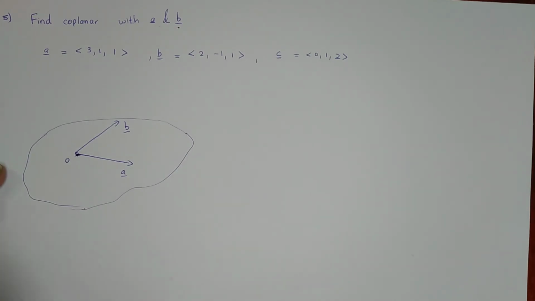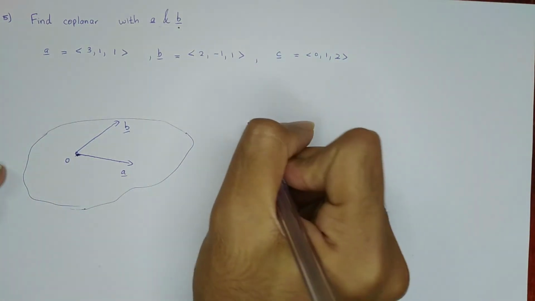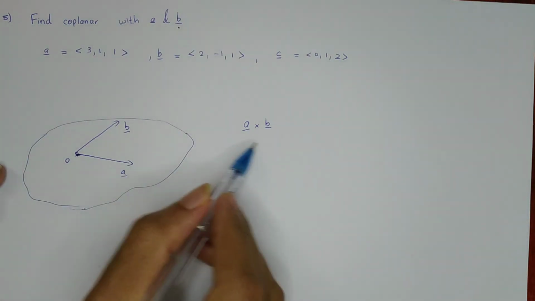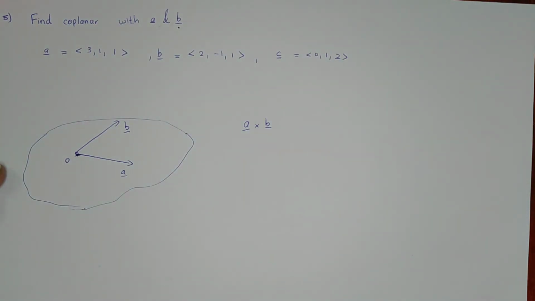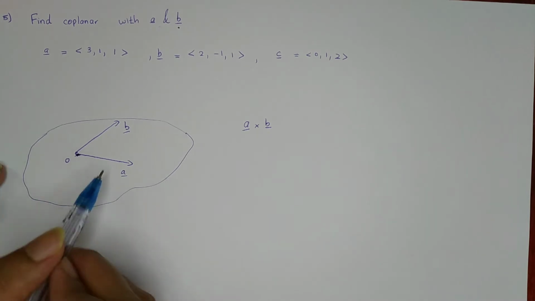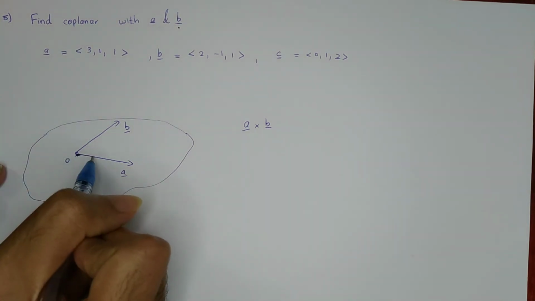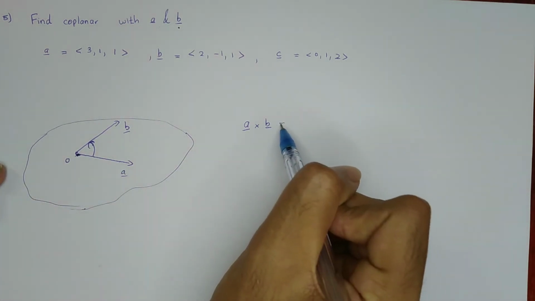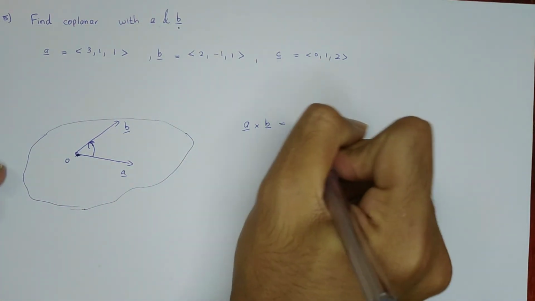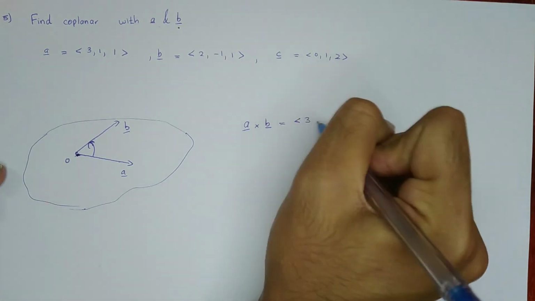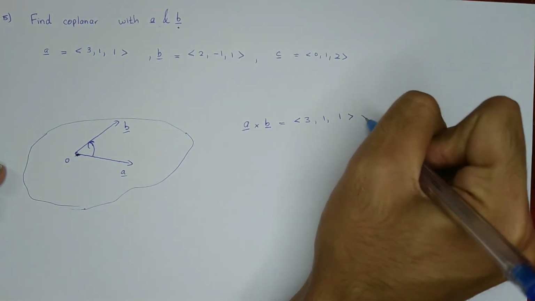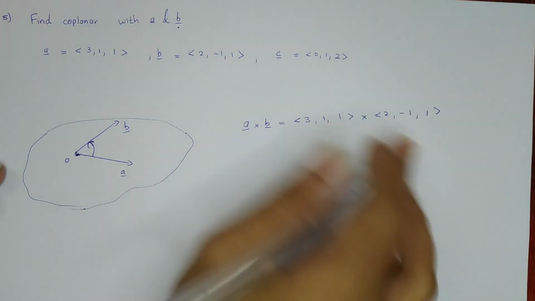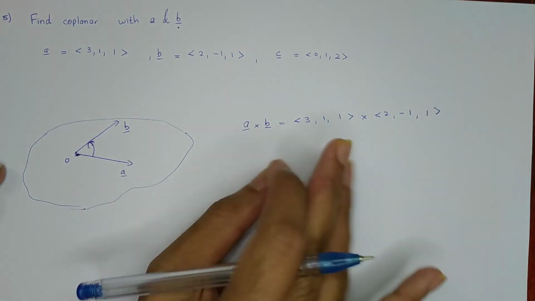So over here, the next thing we should do is find the cross product of A cross B. Why is that? The reason behind this is if you do the cross product for the A, B vectors, you will be getting the direction vector. Let's say I'm going to do the cross product (3, 1, 1) times (2, -1, 1). If you simplify this, you will be getting an answer.